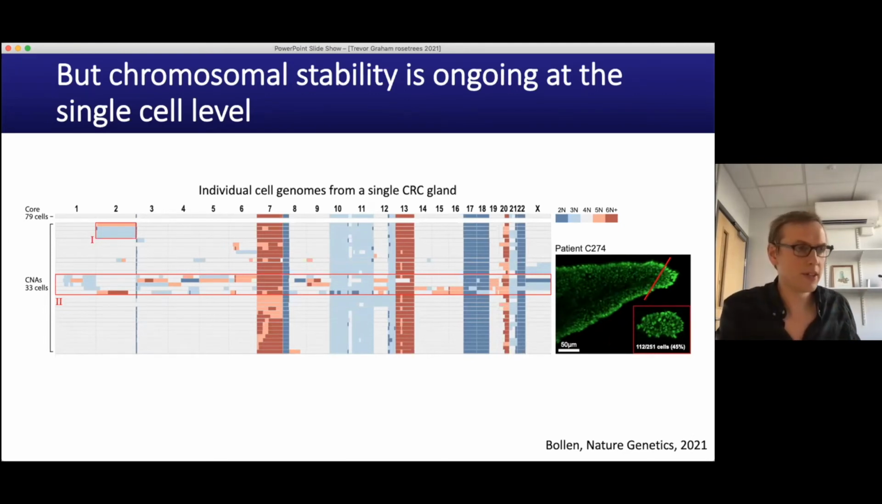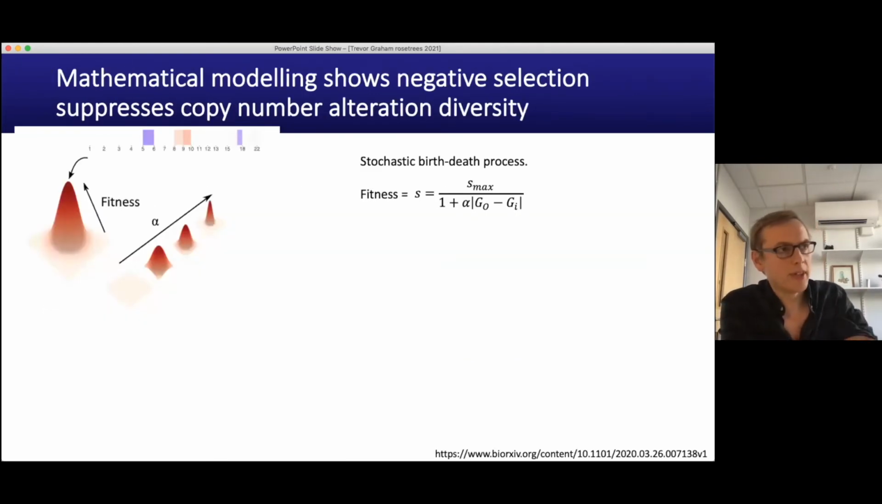So what's going on? This is where the maths comes in. What we postulated was that there could be negative selection. There could be that there is copy number variation generated all the time. Those cells with those new copy number alterations are less fit than cells without those new copy number alterations. And so those newly mutated cells are removed from the population by negative selection. And so we can make a mathematical model of this hypothesis and check that it really does produce the behavior that we expect.